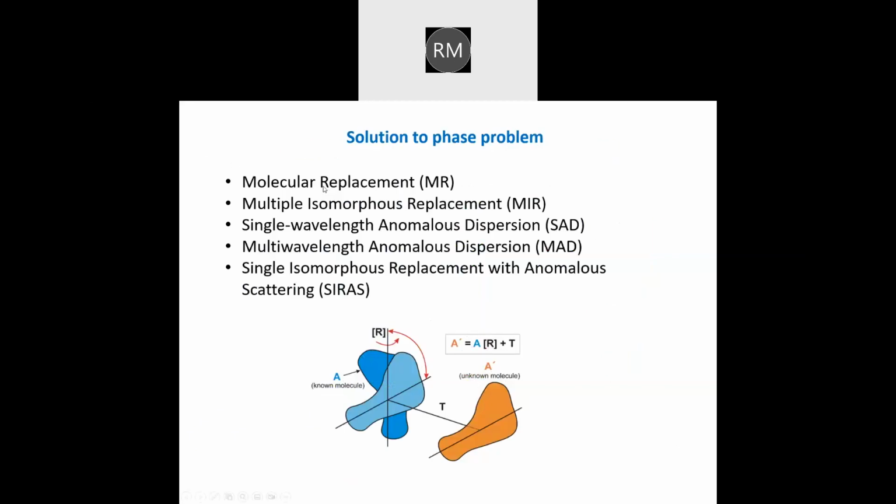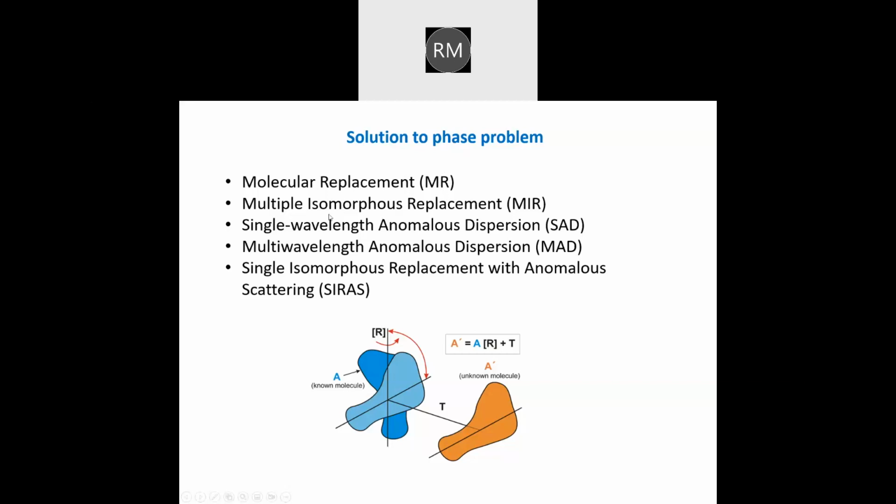One is molecular replacement. If we know the homologous structure, suppose you want to find out the structure of hemoglobin of some dog, which is say 70% similar to, let us say, some fish hemoglobin. So you can use the fish hemoglobin to get the structure of dog hemoglobin by a technique called molecular replacement, which provides the approximate phase angles to these diffraction spots.